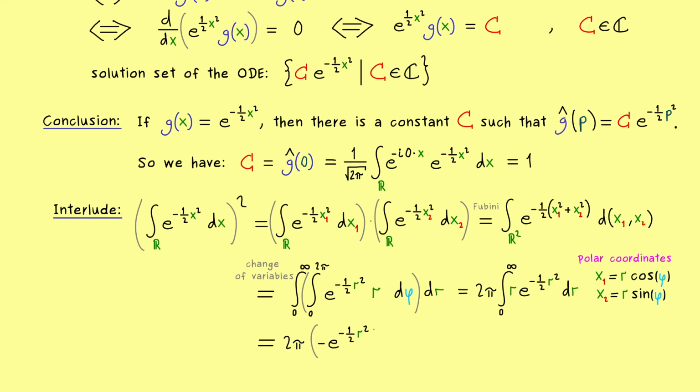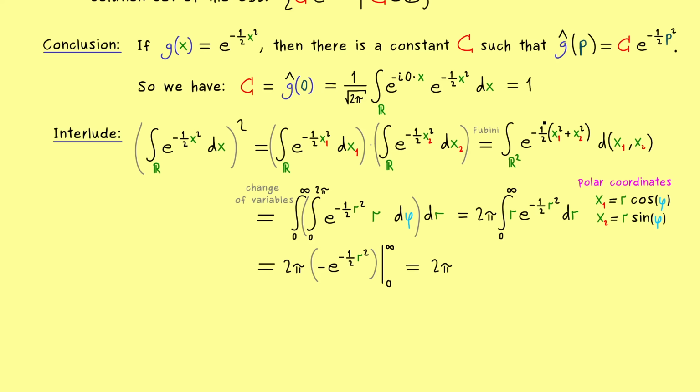the inner derivative we need to find the antiderivative. Indeed, this one is just minus the same exponential function. And now we just have to evaluate the whole thing from 0 to infinity. Since the function vanishes when we go to infinity, only 0 remains. So we only get out the factor 2 pi, which is exactly what we wanted, because now we only have to take the square root on both sides. So this calculation completely explains why our constant c from before has to be equal to 1.